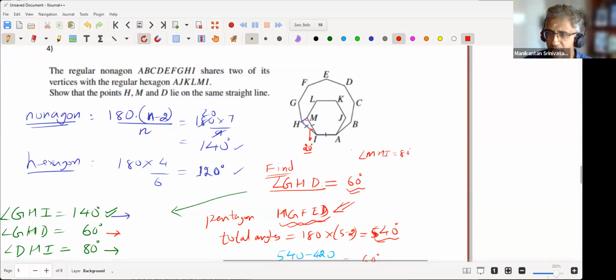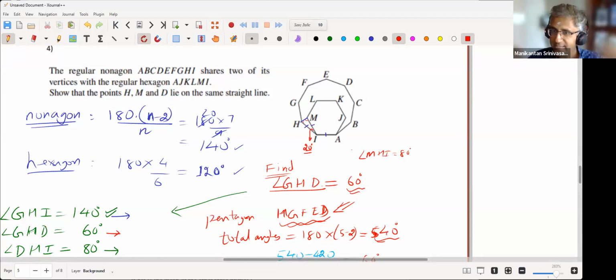Nitya, are you clear how MHI is 80? Therefore, it's the same 80 that we arrived at for DHI. MHI and DHI are both 80, and therefore it lies on a straight line. Again, it took me a while to describe, but otherwise it's a very simple thing. Find DHI, find MHI independently, arrive at the same numerical answer for both angles, and therefore conclude DHM is a straight line. Okay?